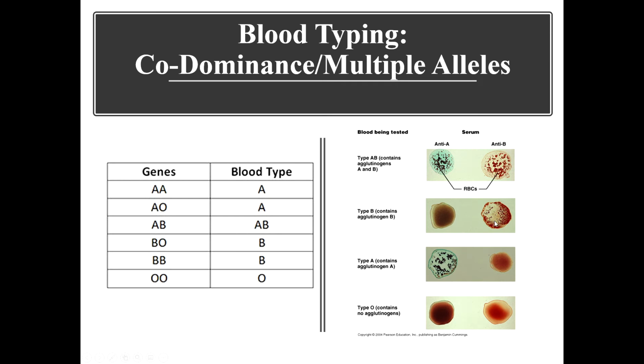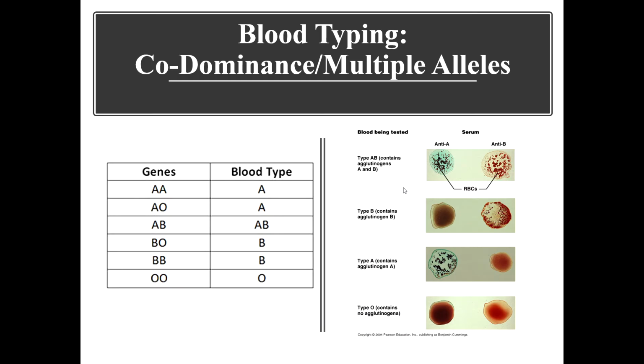And now you can see type B only has clumping on B, type A only has clumping on A, and notice type O has neither. Okay, so once again, clumping on A is A, clumping on B is B, clumping on both is AB, and no clumping is O.